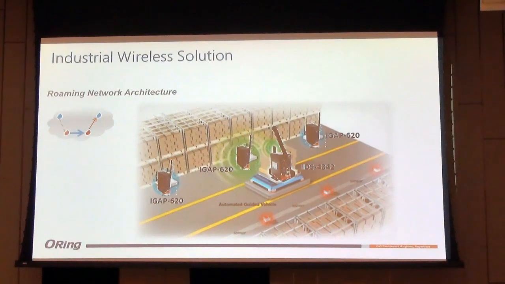And next is the roaming network architecture. The architecture is usually used in warehouses with AGV cars. So the car can move from one access point to the other access point and keep the wireless connection without disconnection.